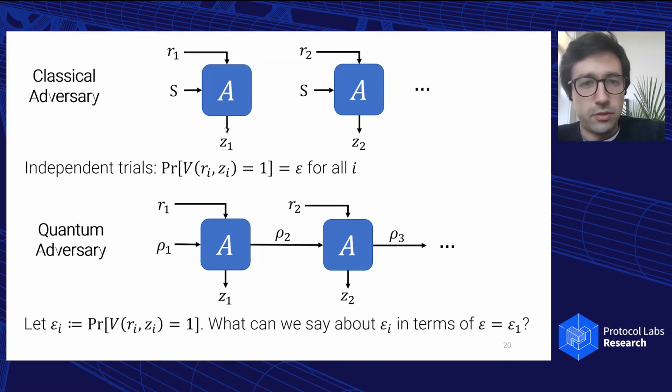So the question is, in the classical case, the success probability of the adversary in every iteration was epsilon, and everything was independent. Here, this is no longer true because the state has changed. But we can still ask what is the probability that the adversary outputs a valid response in each of these steps, in terms of the probability that he outputs a valid response at the beginning. Notice that this first trial is going to output a valid response with probability epsilon, because it's the same as playing the original game. But this one is going to output a valid response with probability epsilon 2, say, and this might be different to epsilon 1.